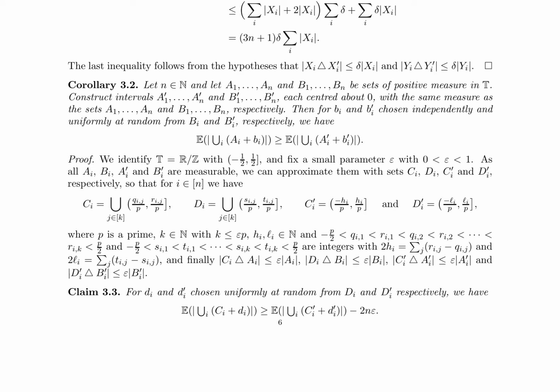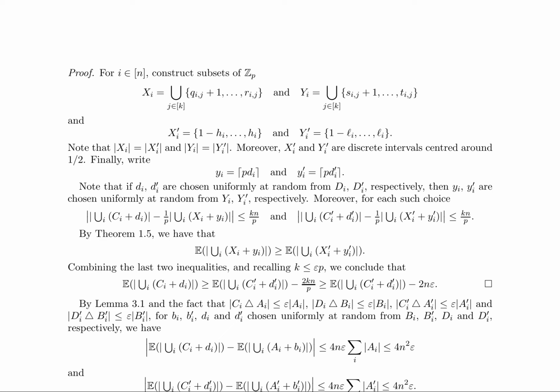The proof of corollary 3.2 involves approximating the sets A_i and B_i with discretized versions C_i and D_i, and applying the previously established inequality. The authors also introduce claim 3.3, which provides a similar inequality for the discretized sets, with an additional error term depending on the approximation error epsilon. The proof constructs subsets of Z_p, denoted X_i and Y_i, and their discrete interval counterparts, Z_i and Y'_i, centered around 1/2. The cardinalities of X_i and Z_i are equal, as are those of Y_i and Y'_i.